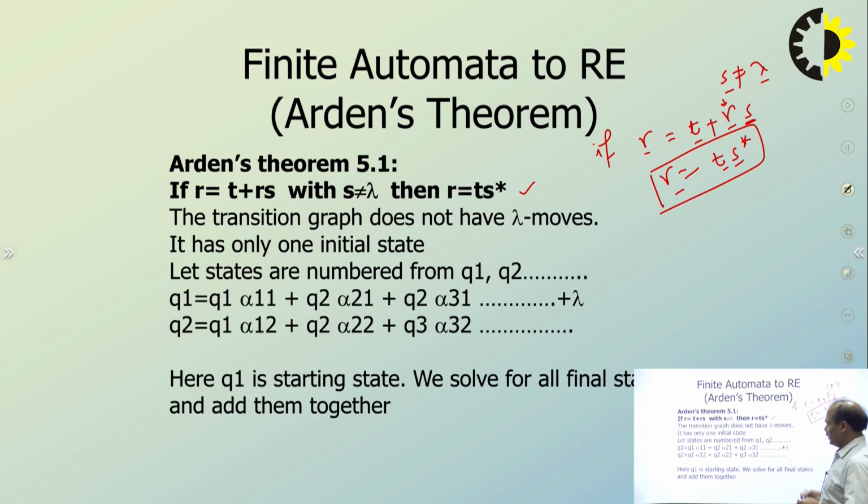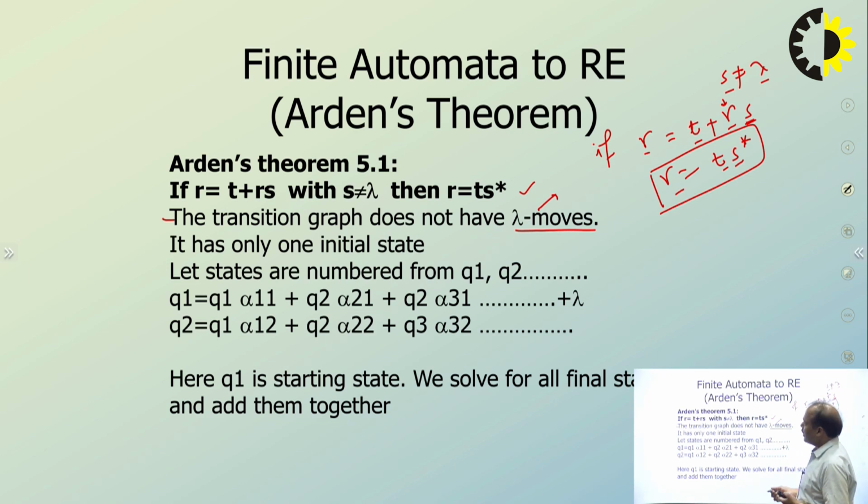Actually, this Arden's theorem has limitations. The first limitation is that the transition graph does not have any lambda moves. If it has lambda moves, that means you have to remove the lambda transitions, right? Then only you can apply Arden's theorem.